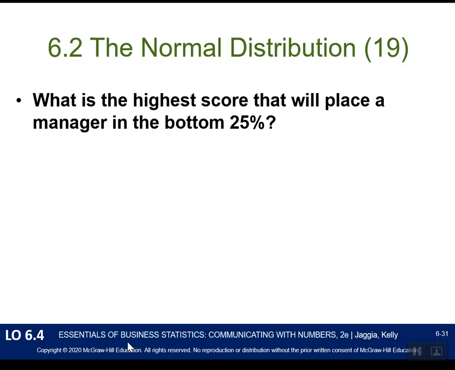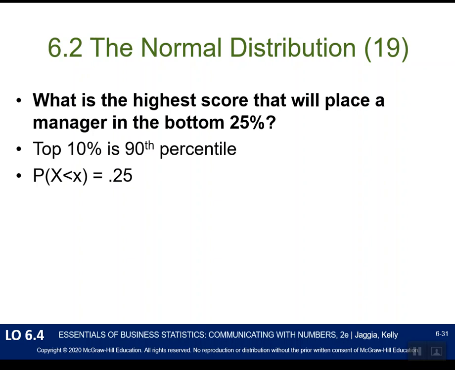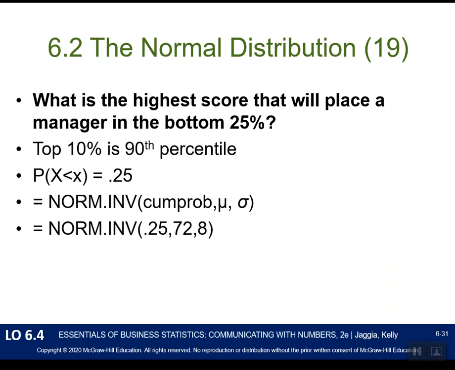So now we're asked, what is the highest score that will place a manager in the bottom 25%? So we are calculating what is the probability that X is less than 0.25. What's the probability that you're going to score in the bottom 25%? So again, we're going to use that inverse formula because we're looking for the X value. And so we're going to use the same formula, except our cumulative probability now is going to be 0.25. Our mean is 72 and our standard deviation is 8.